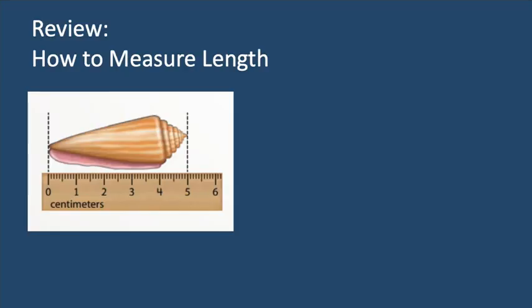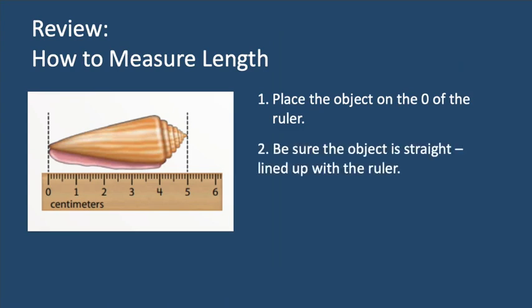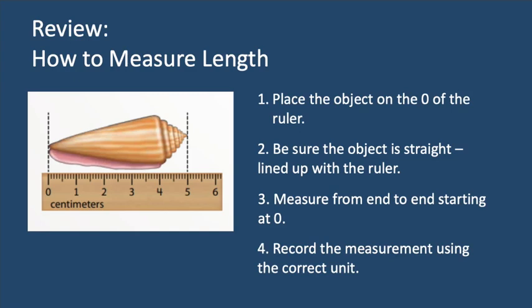Let's review how to measure length. First, you want to place the object on the zero of the ruler. Be sure the object is straight, lined up with the ruler, that it's not bent or crooked, so you'll get an accurate measurement. Measure from end to end, starting at the zero. Record the measurement using the correct unit. Following all those steps, this shell measures at 5 centimeters long.